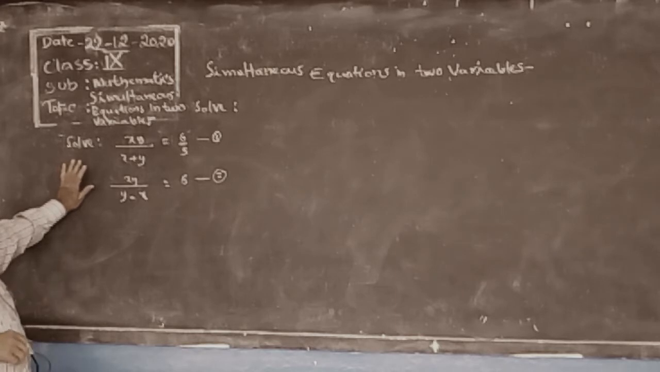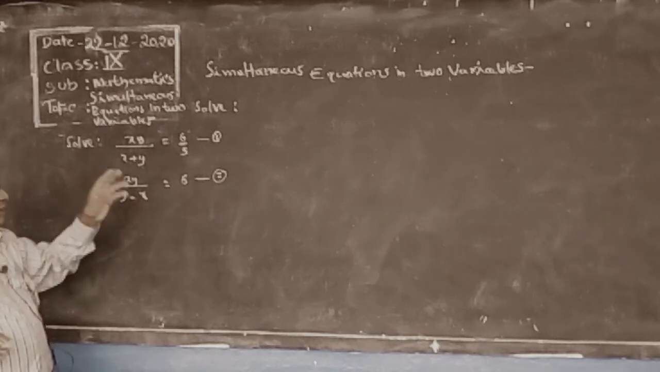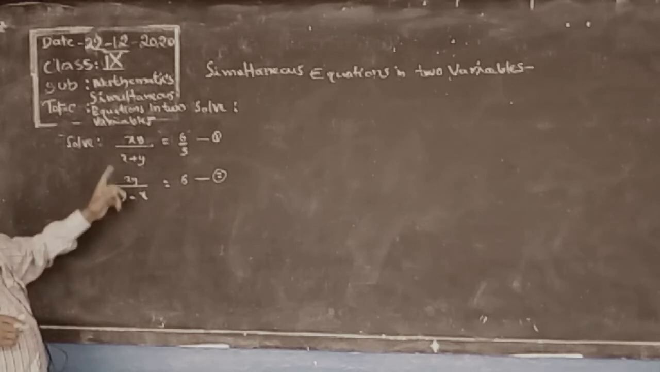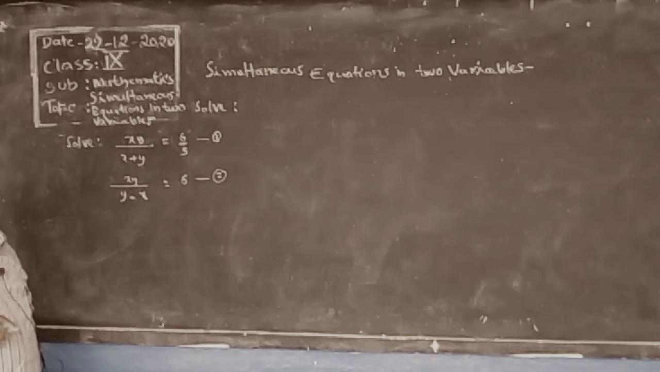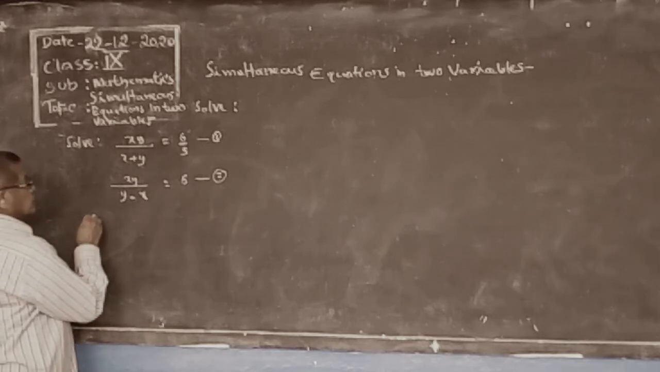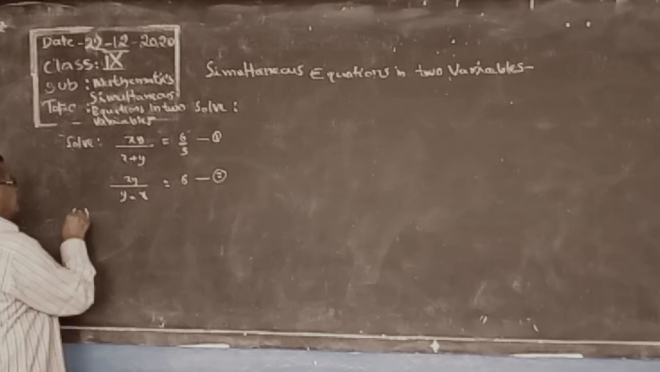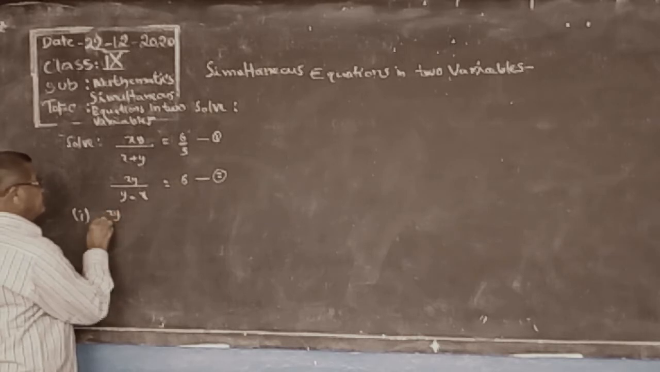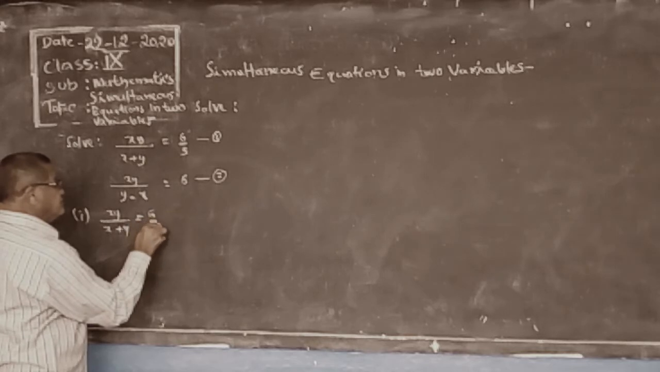First of all, cross multiply. It is given in fraction form, and one is a product form, and the other is a sum or a difference. The numerator is in product form, so let us convert it into the simplest form. First equation, cross multiply. xy by x plus y is equal to 6 by 5.